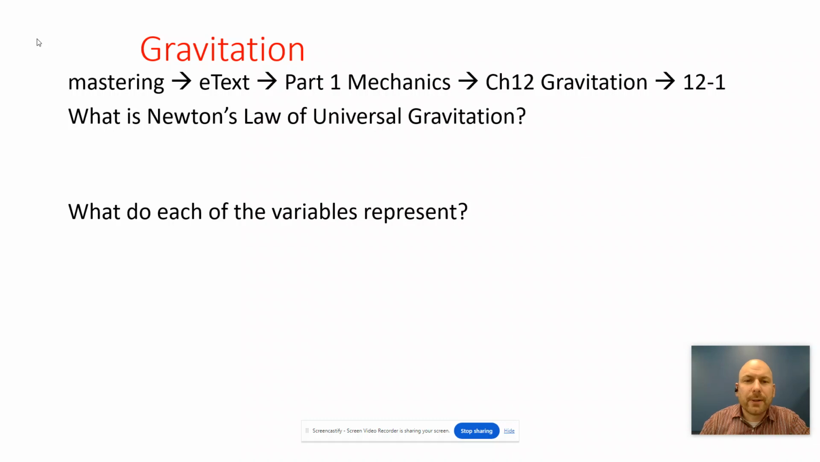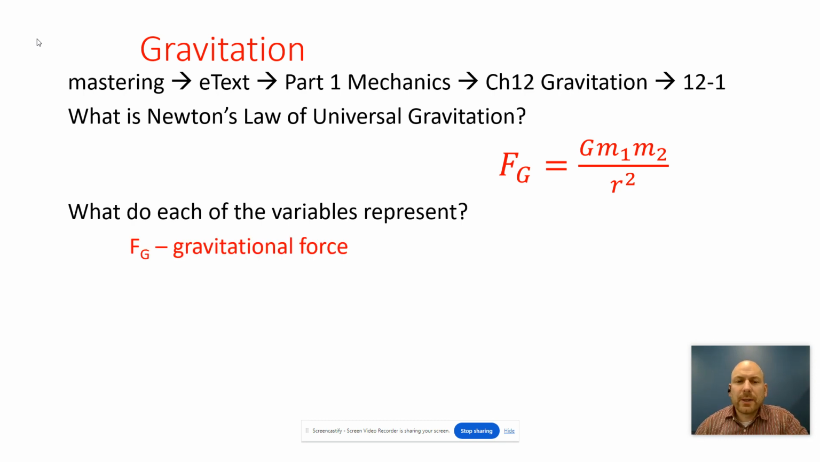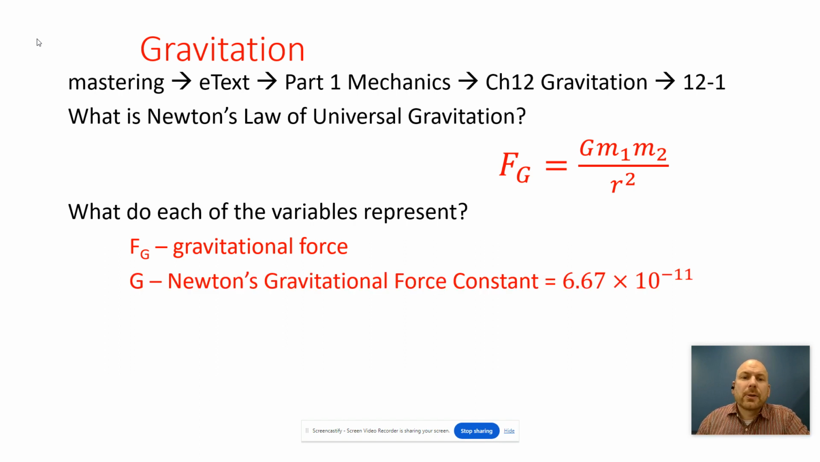Universal gravitation is this bad boy. We got force of gravity. Gravitational force is equal to G m1 m2 over r squared. So what do each of these variables mean? F sub G is gravitational force. Capital G is Newton's gravitational force constant.